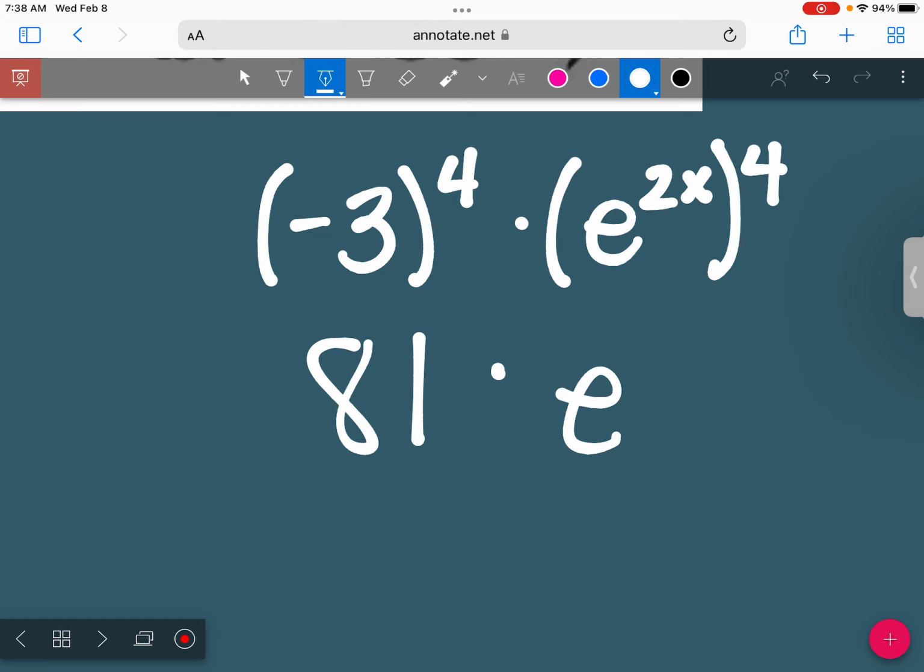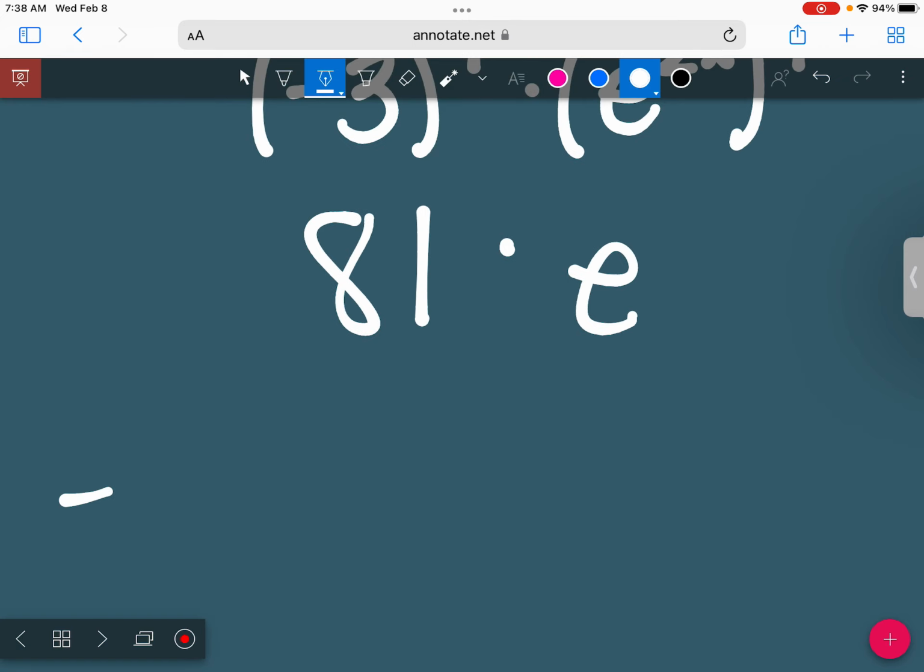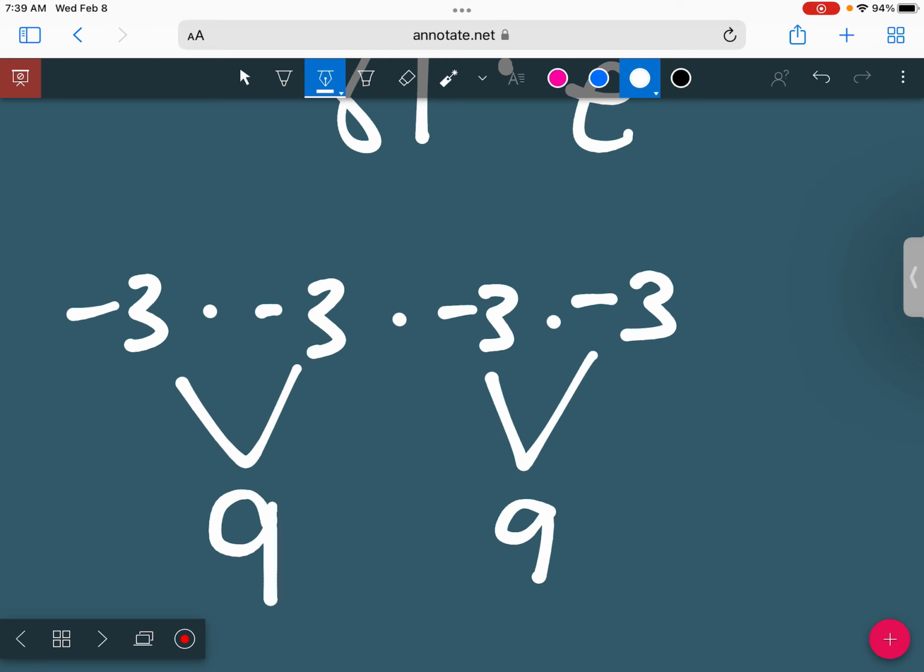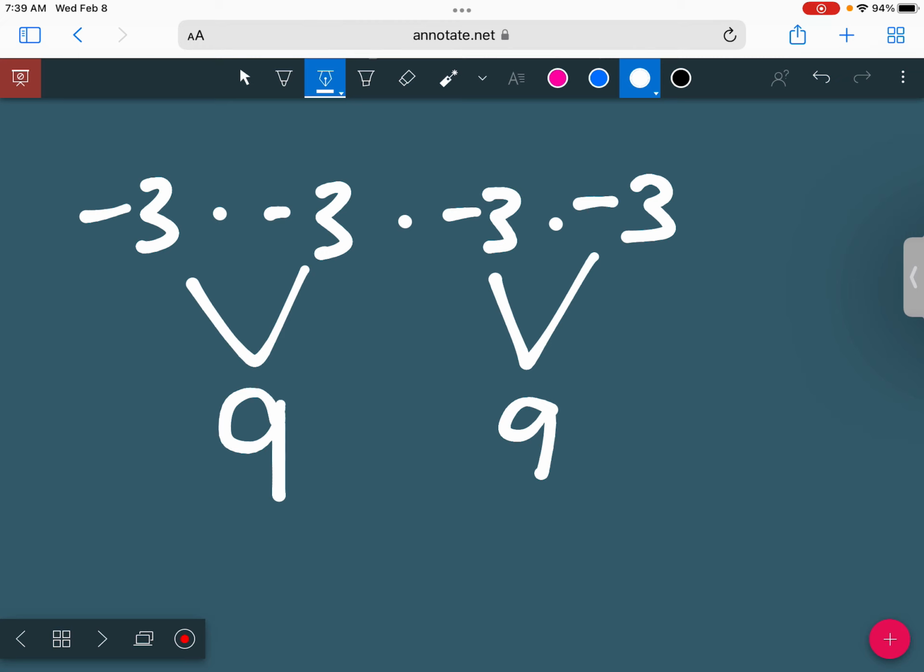Not on the 81, because this is 4 times, so it's negative 3 times negative 3 times negative 3 times negative 3. Negative 3 times negative 3 is what? Negative times negative is going to get you positive 9. Same thing over here. And so now we have 2 positives multiplied by each other, and 2 positives multiplied by each other are always going to get us positive.